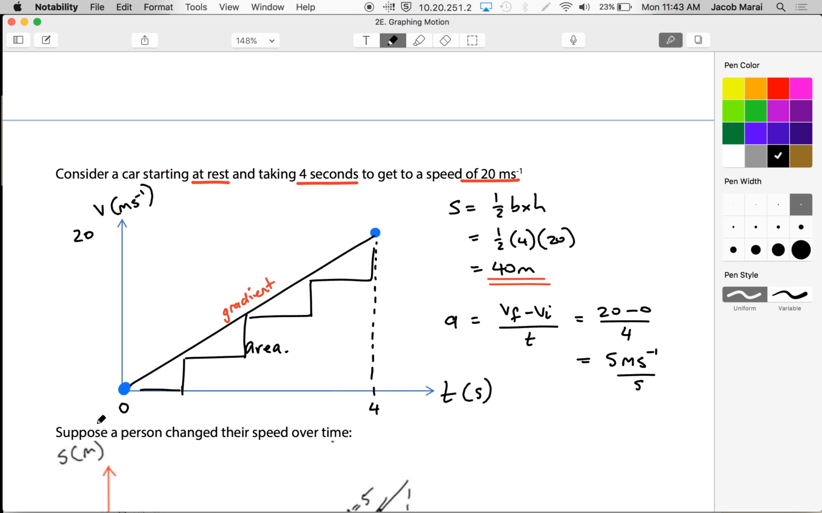Okay? Now we're not going to write the units like that. We could, in fact, we could write it like that. We could write it like that. There are so many different ways we could write it. The simplest way of writing it is m s to the negative 2. So we will write 5 meters per second squared.